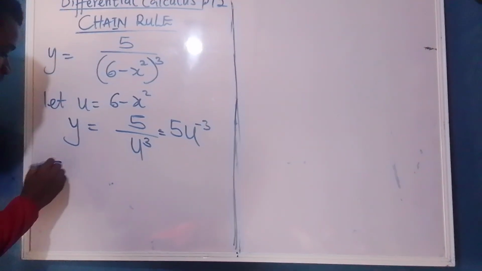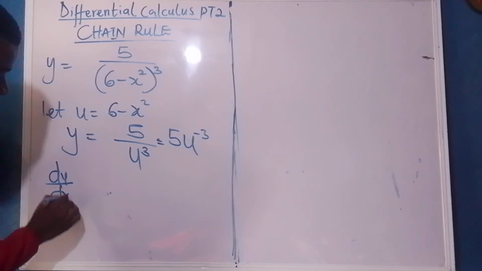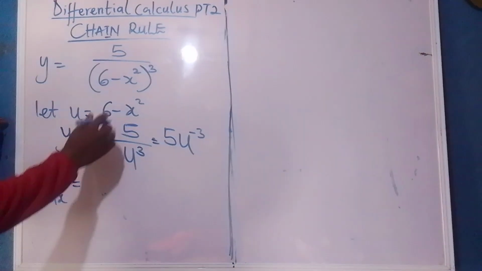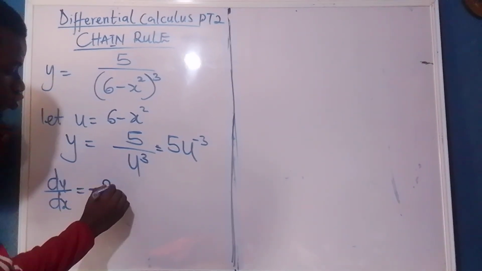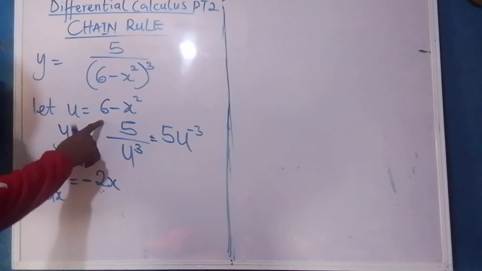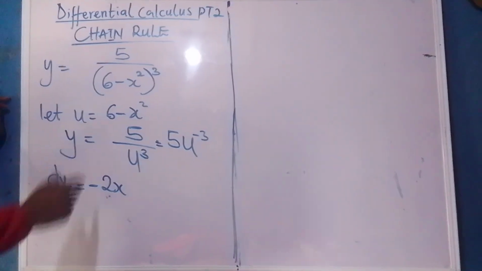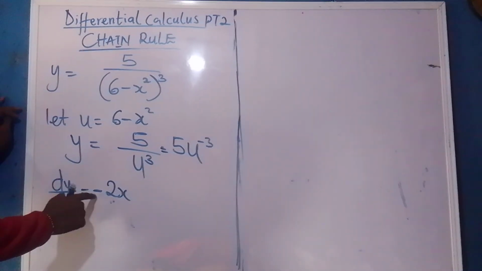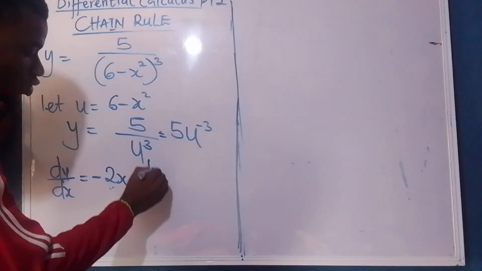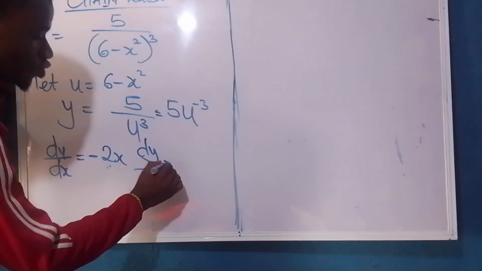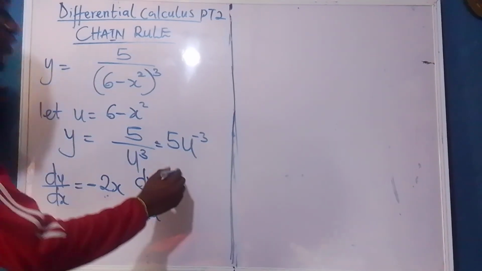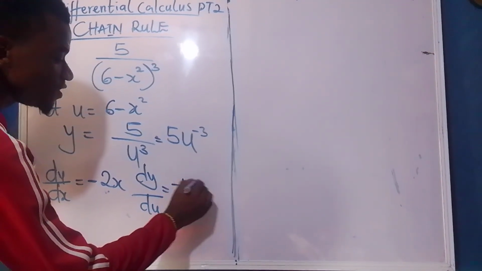Now the next step is to do du over dx, which is to differentiate u with respect to x. When we do that, we'll have minus 2x, because there is a minus here, and the differentiation of a constant, which is 6, is going to give us 0. When we do 2 times negative 1, with an invisible 1, that is going to give us minus 2. When we subtract 1 from it, we have minus 2x. The next one is to do dy over du. Once we do dy over du, we are going to have minus 3 multiplying 5, which is going to be minus 15.